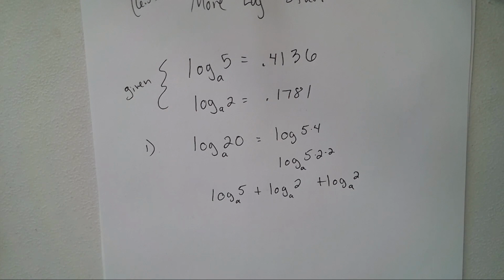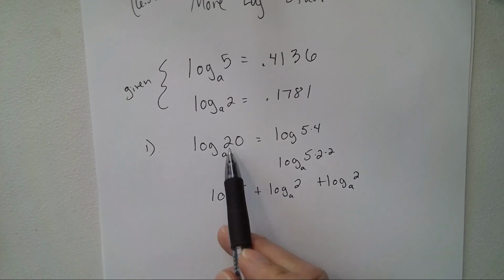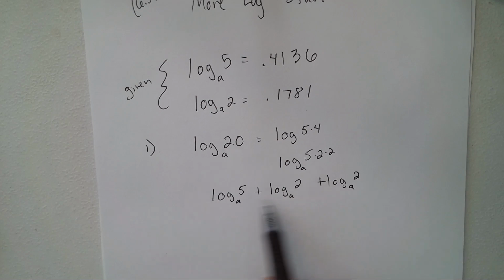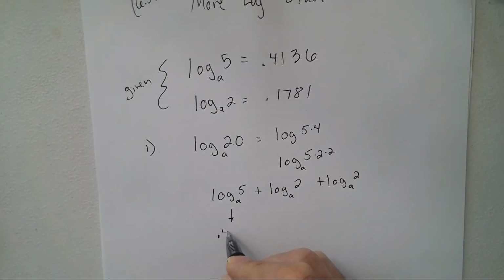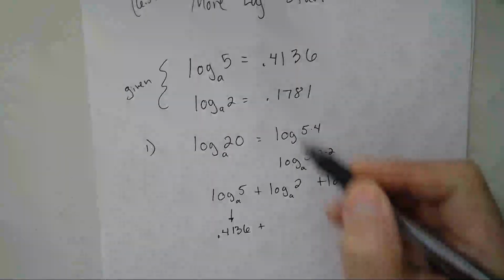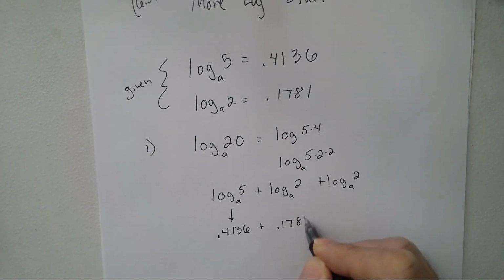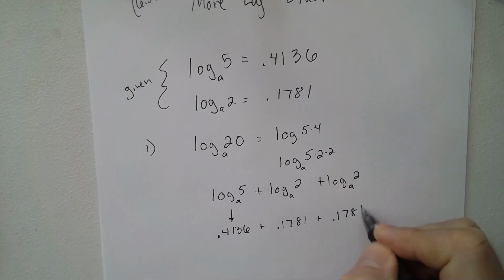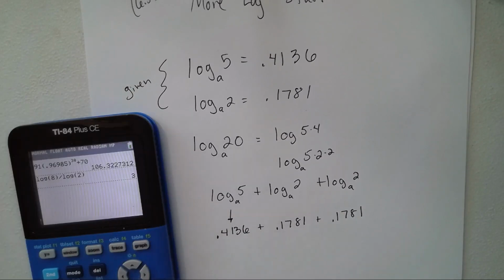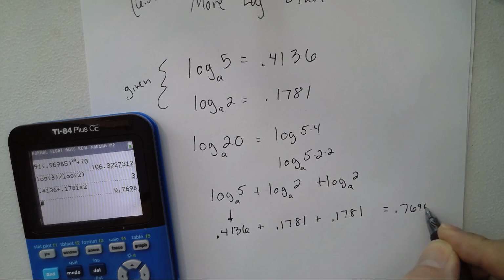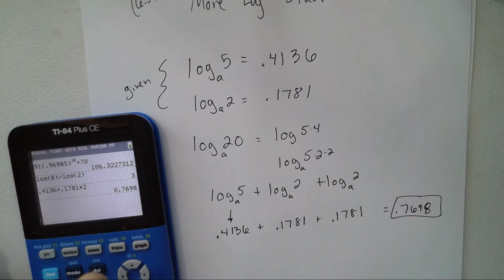Once you've changed log of 20 to be these three things, then you can go back and say, well, I know what the log of 2 is. So I can replace my log of 5 with 0.4136 and my log of 2 with 0.1781 and 0.1781. Then you literally just add up those three numbers and we get our answer. So whatever that is, 0.4136, and we get 0.7698. So that's our answer, what log of 20 base A is.